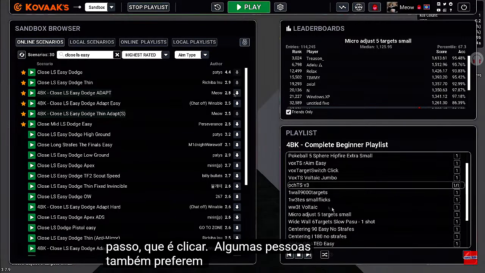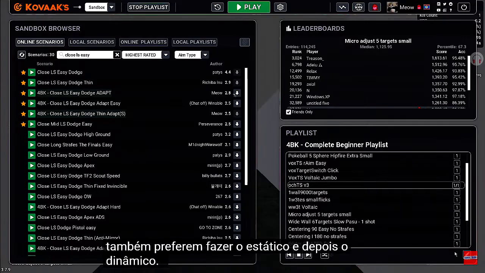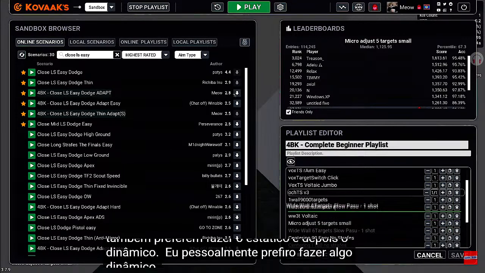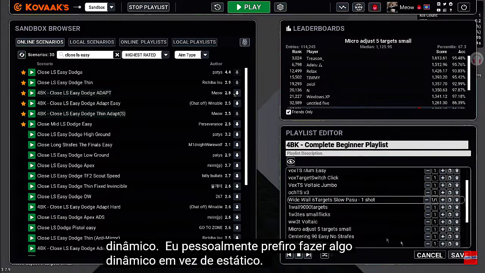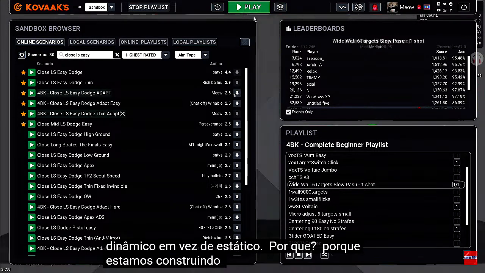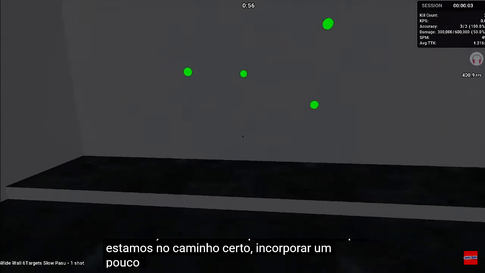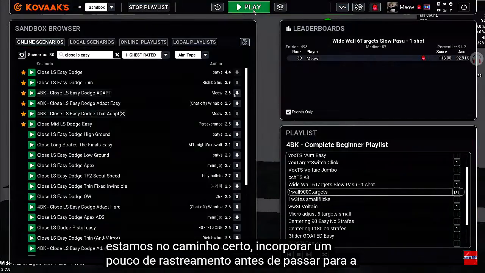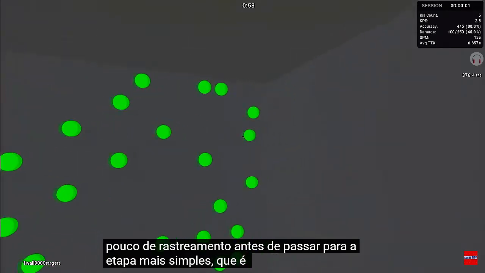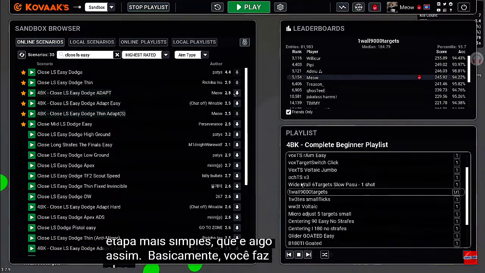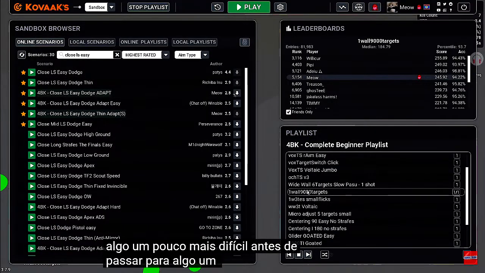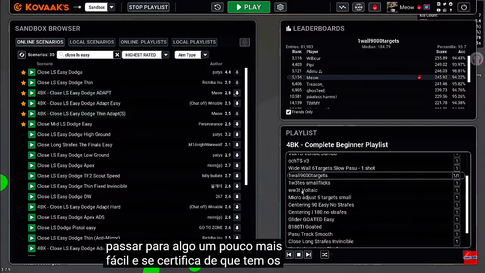Some people also prefer doing static and then dynamic. I personally prefer doing dynamic ahead of static. Why? Because we're building another form of confirmation where we have to make sure we're on target, incorporate a little bit of tracking before moving to the simpler step, which is something like this. Essentially, you're doing something a little bit harder before moving on to something a little bit easier and making sure you have the fundamentals there.